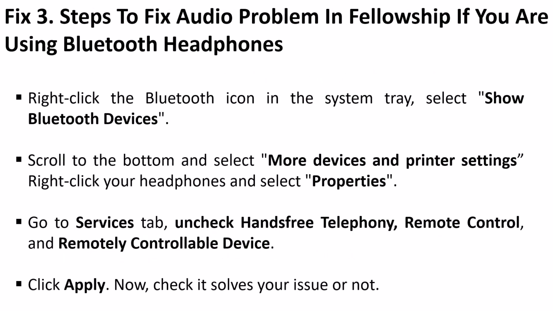Fix 3. Steps to fix audio problem in Fellowship if you are using a Bluetooth headphones. So right click on the Bluetooth icon in the system tray, then select Show Bluetooth Devices. Scroll to the bottom and then select More Devices and Printer Settings. Right click your headphones and then select Properties. Now go to the Services tab and check hands-free telephony, remote control and remotely controllable device. Now click Apply and then check if your problem is solved or not.